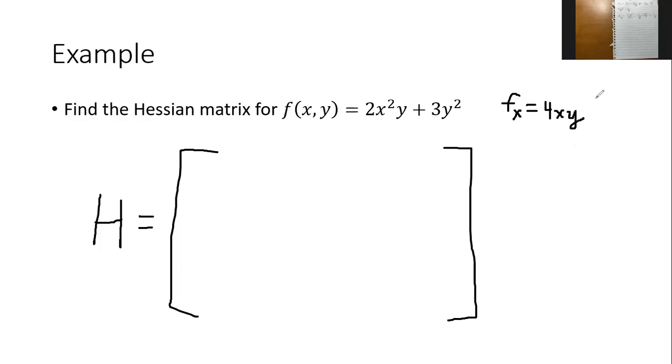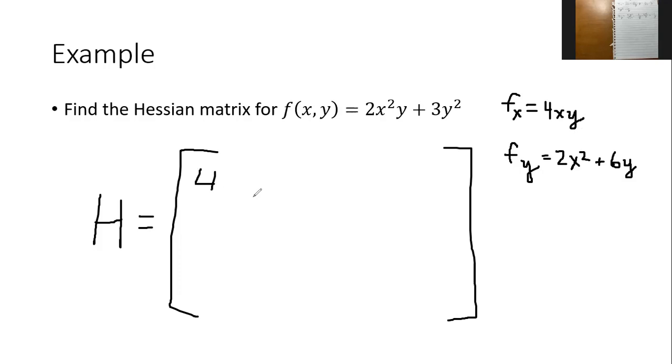Agreed? What about f of y? This will become 2x squared, and this one will be plus 6y. What I've done so far is just take the partial derivative of f with respect to x and the partial derivative of f with respect to y. This will help me fill out the Hessian matrix, because the Hessian matrix is actually the partial derivatives of these guys. What belongs in the upper left is the partial derivative of this with respect to x.